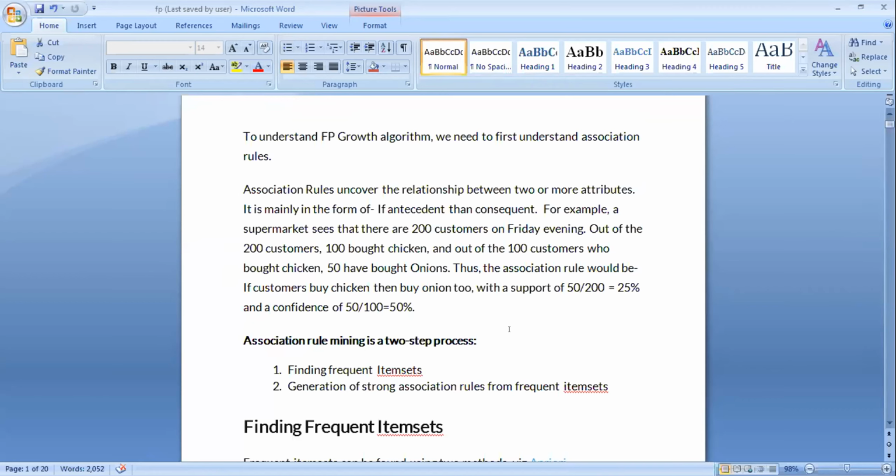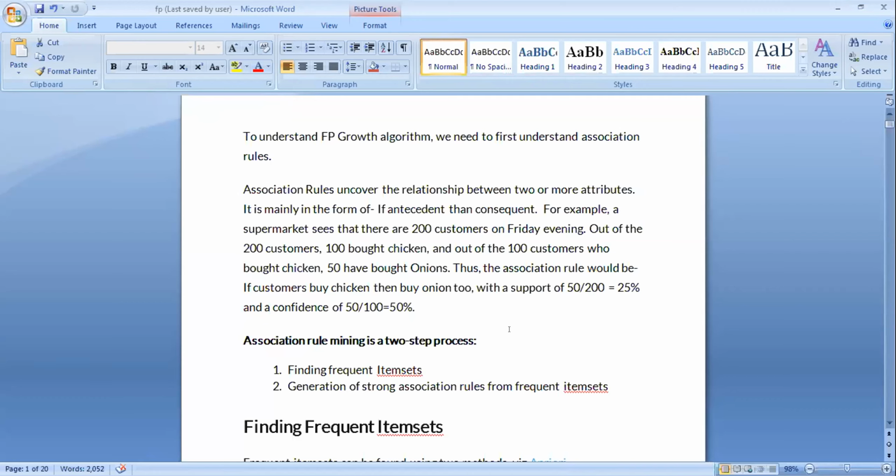One customer buys the two items with the support of 50 by 200, that is 25%. Only 100 people bought, that is 50%. In the confidence, we can say that 50%.